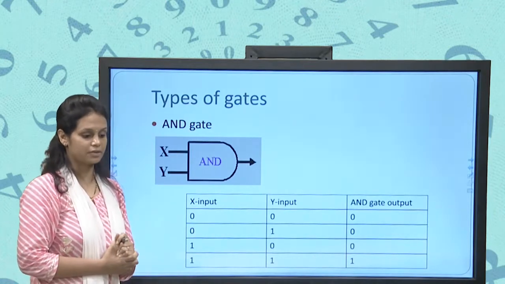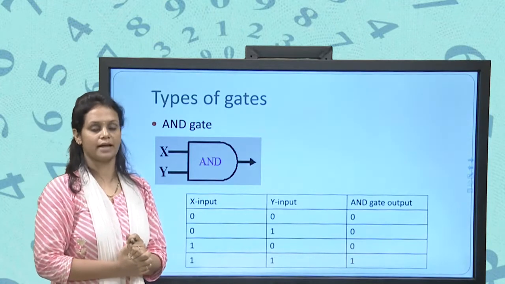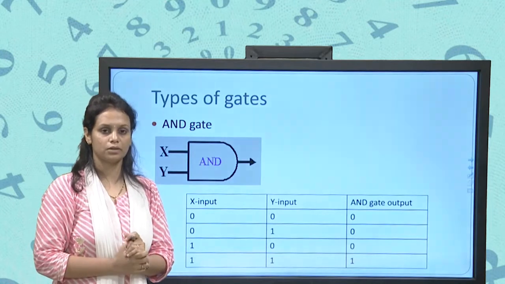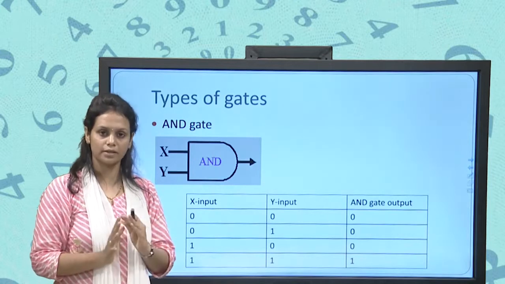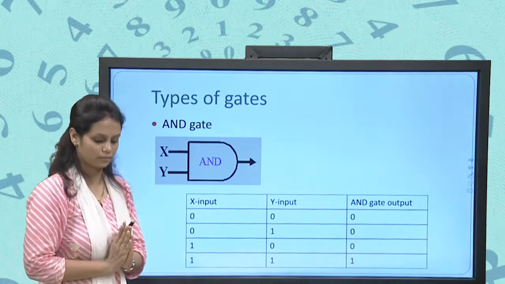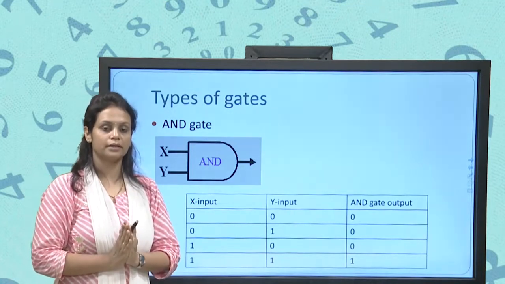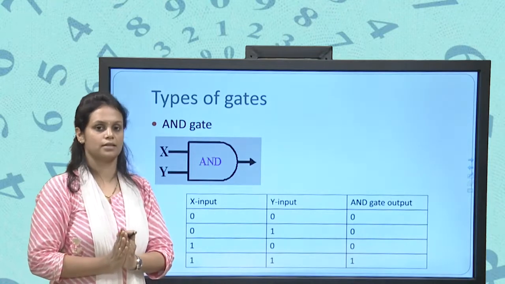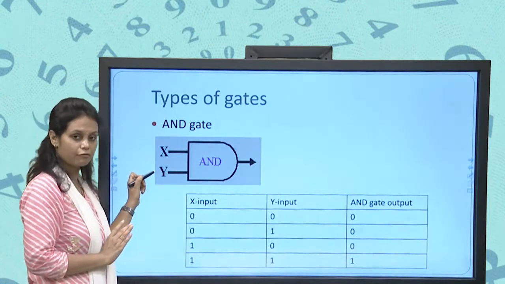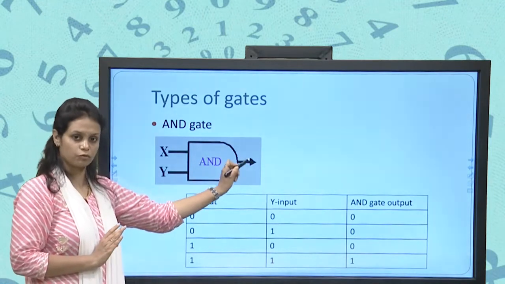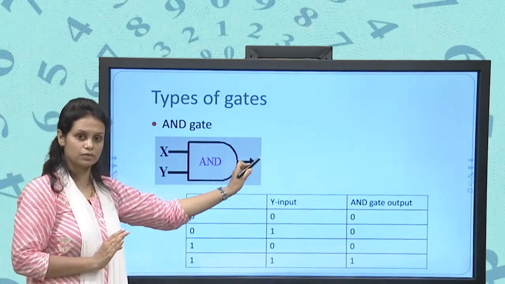What is the procedure behind the AND gate? Only if both the inputs are 1, the output is 1, otherwise in all the cases the output is 0. That means, if both x and y are 1, then only the output is 1.